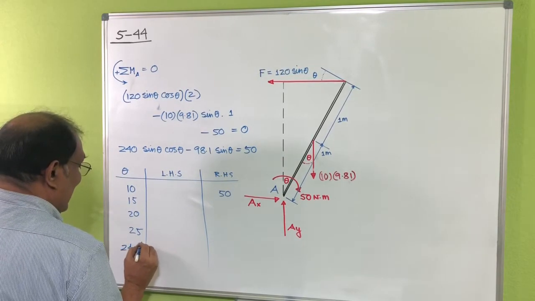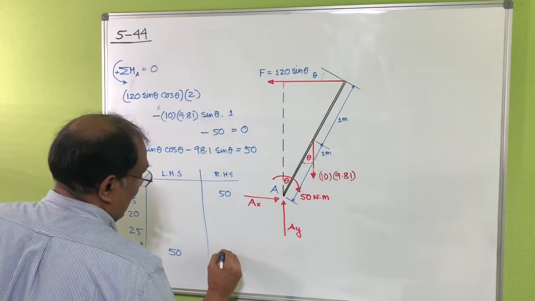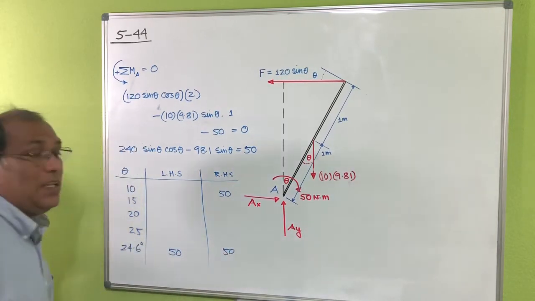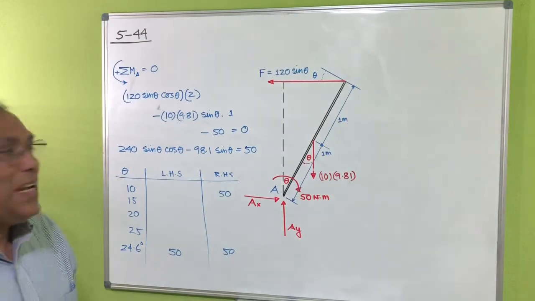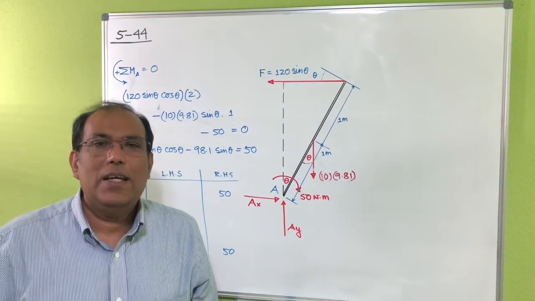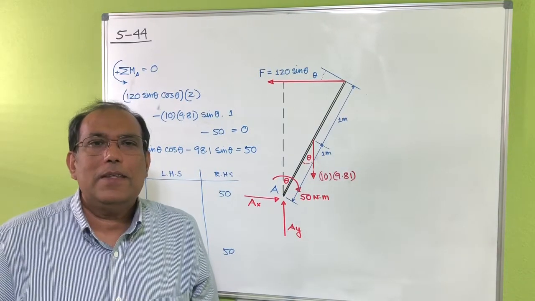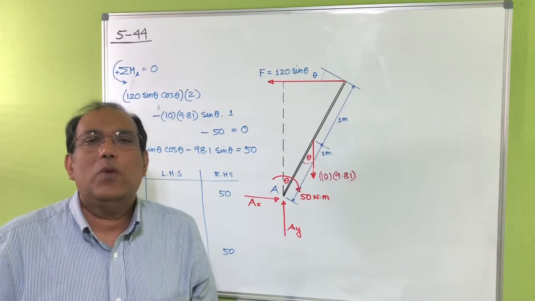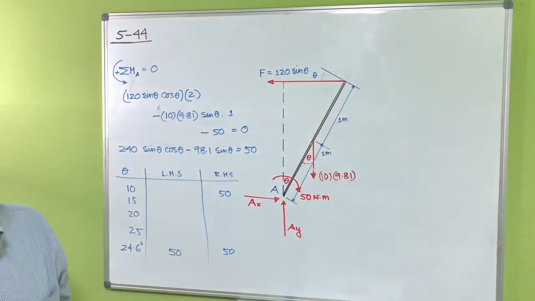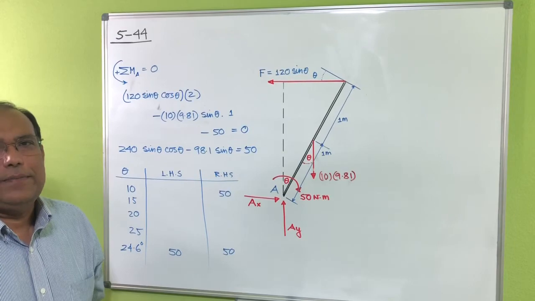So actually when you get 24.6 degree, then basically your left hand side is 50 and right hand side is 50. This means at a value of 24.6 degree, this equation actually satisfies. Okay, so that's why the angle would be 24.6 degree. Okay, let's move forward.